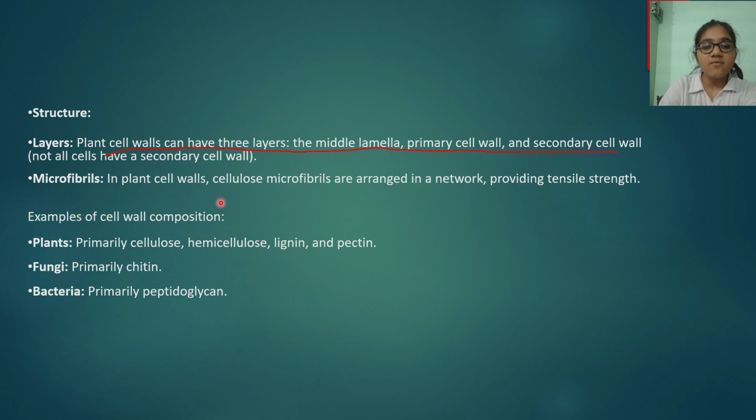Microfibrils: in the plant cell wall, cellulose microfibrils are arranged in a network, providing tensile strength. As for cell wall composition, plants have primarily cellulose, hemicellulose, lignin and pectin, fungi primarily chitin, and bacteria primarily peptidoglycan. So this was all about the cell wall. We have seen what the cell wall is, its structure also, and its function also.